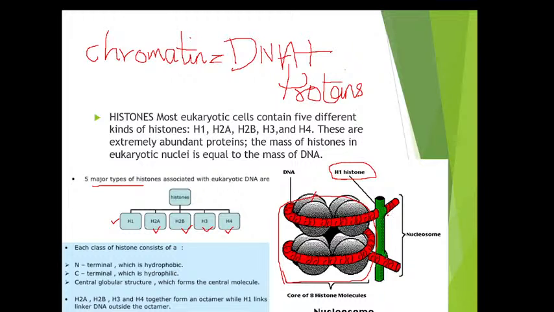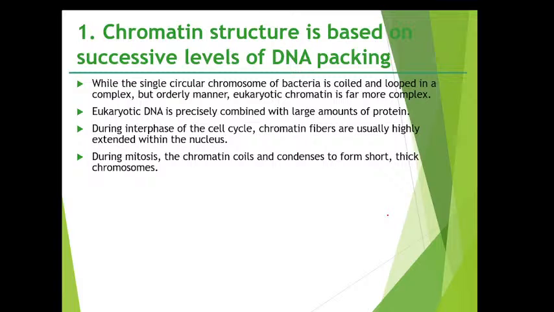So that's all about histones. Histones are unique proteins of eukaryotes. There are 5 histones: H1, H2A, H2B, H3 and H4. H1 is found outside the core. All others are found in 2 in number and they form an octamer. Now let's see the importance of chromosome packing.